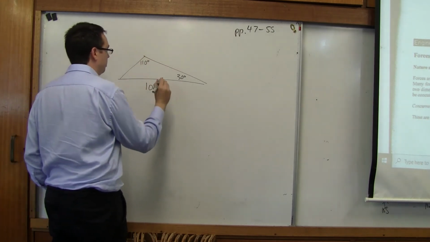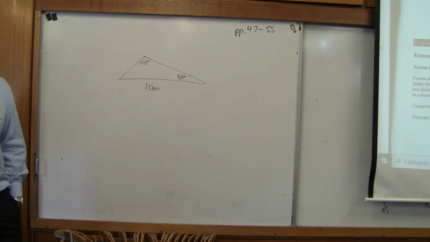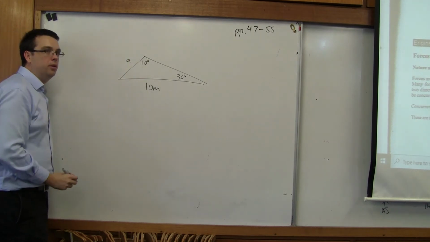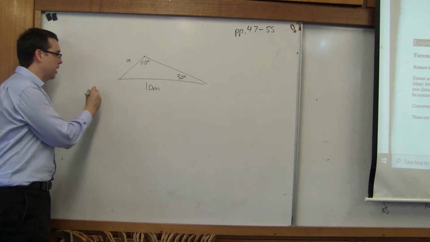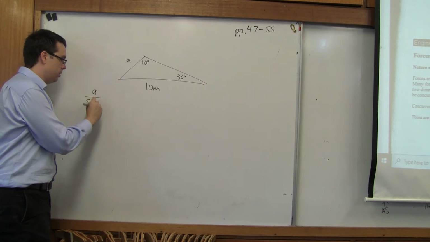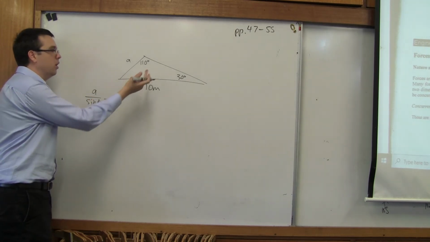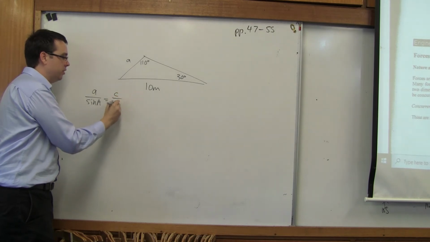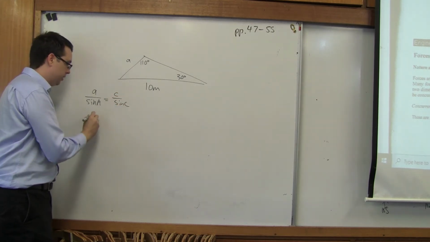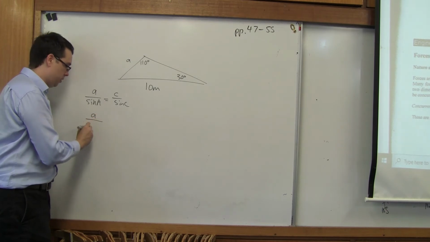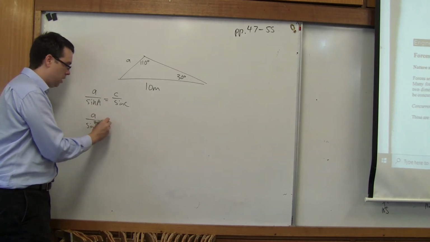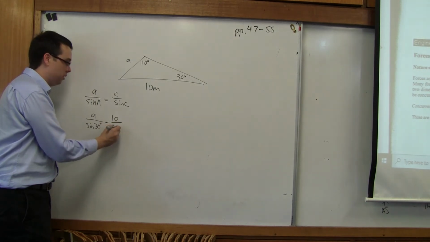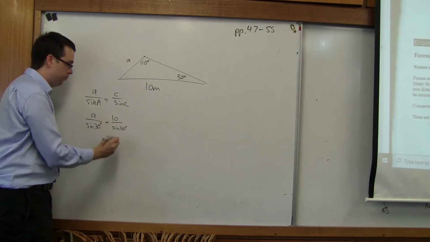We'll go with 10 meters for the sake of it. How am I going to find this unknown side? Well, I'm going to call this a because it's the littlest one, and I'm going to use this rule called the sine rule. I'm going to say a over sine A equals, in this case it's the big side, so I'm going to use c. I'm going to say c over sine C, which is the same as saying a divided by sine 30 equals 10 divided by sine 110.